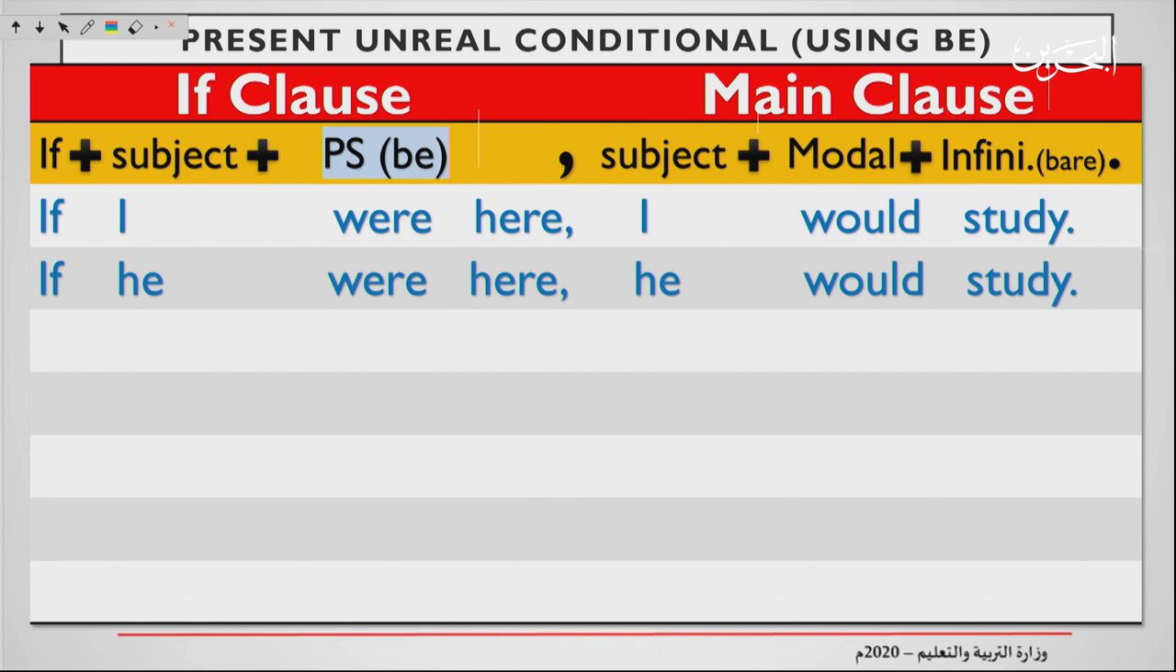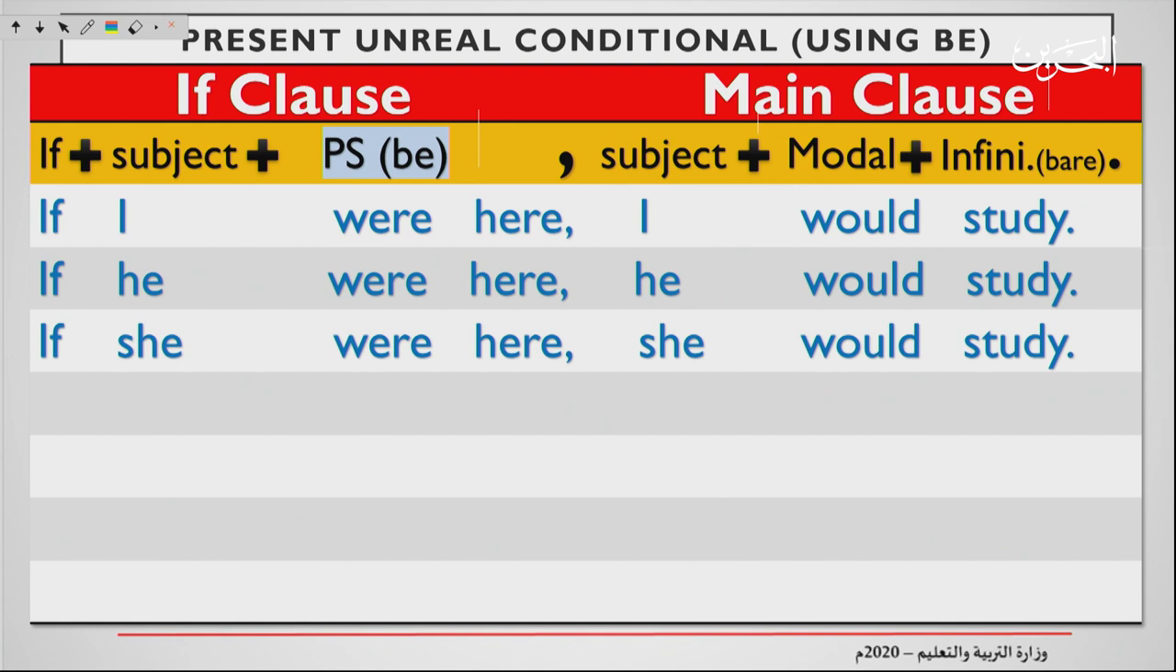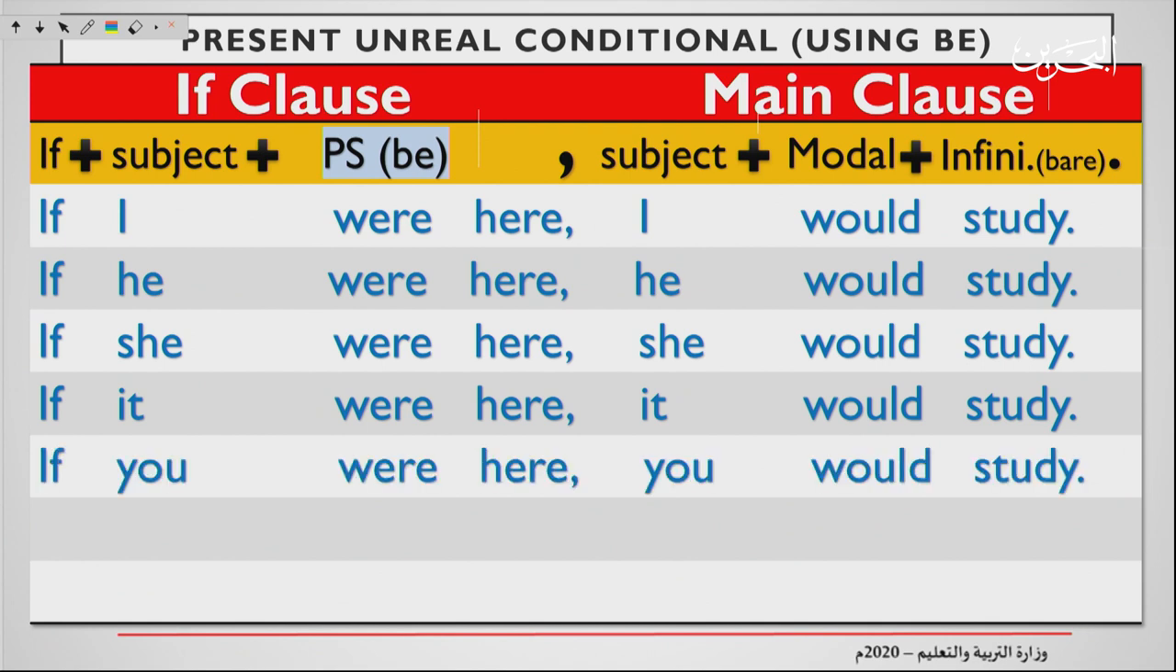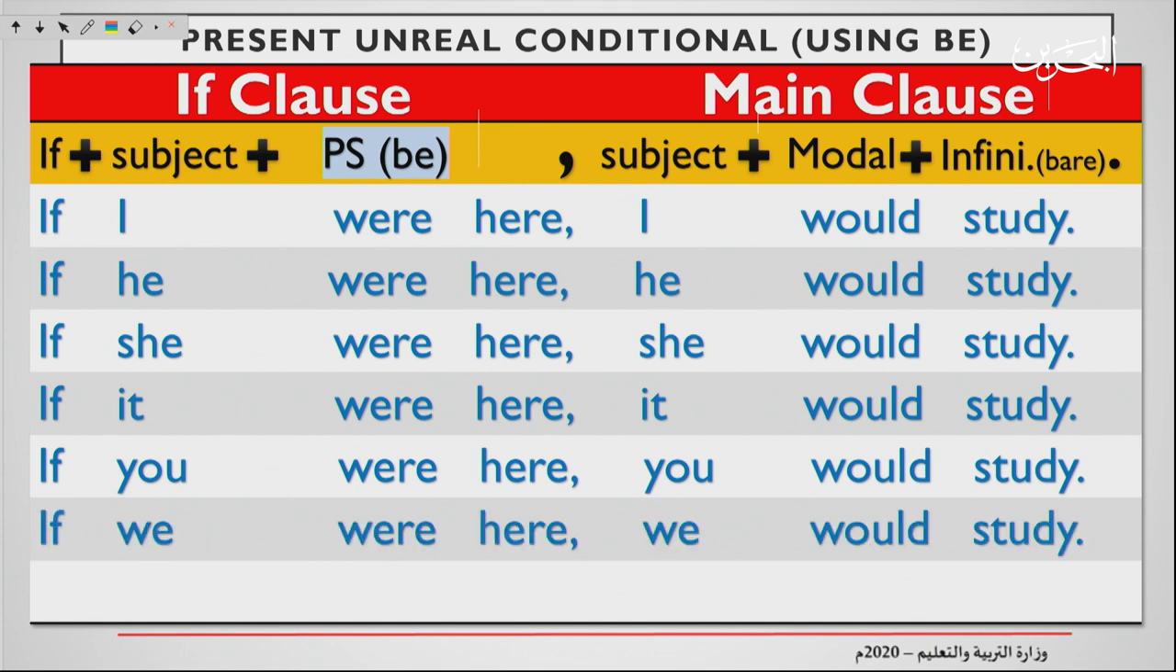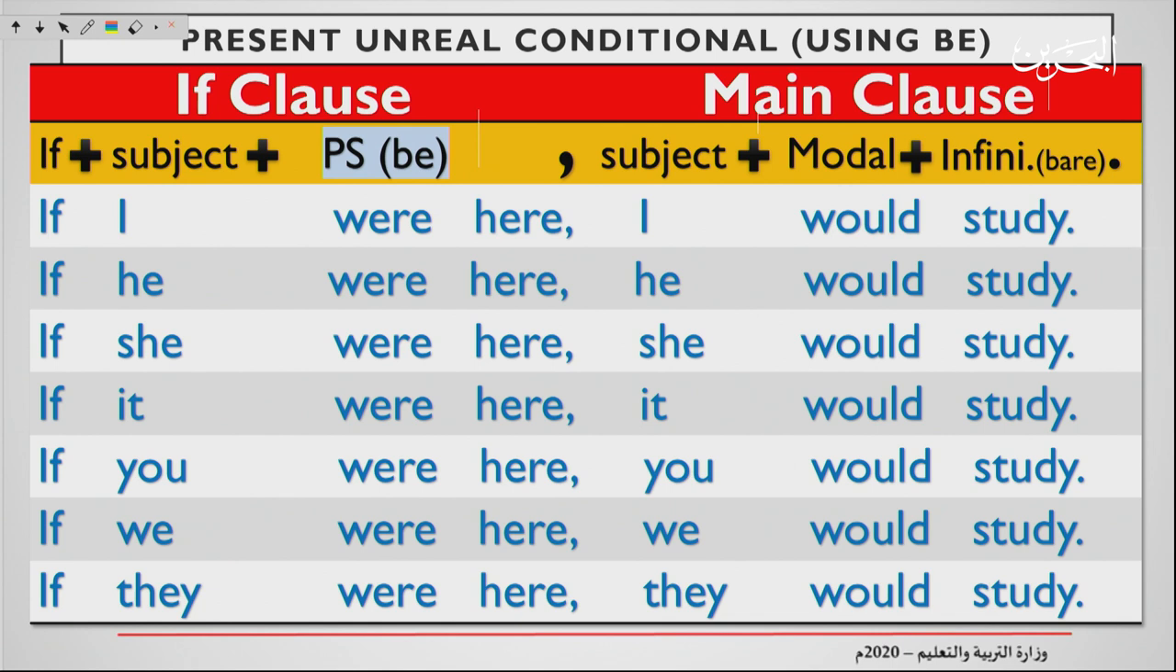Okay, let's check with he. If he were, the same thing. If he were here, he would study. She. If she were here, she would study. If it were here, it would study. You see, the four of them are just were. Let's check the fifth one. If you were here, the same thing, you would study. If we were here, we would study. And the last one is, if they were here, they would study. You see, were is the same with all the pronouns.